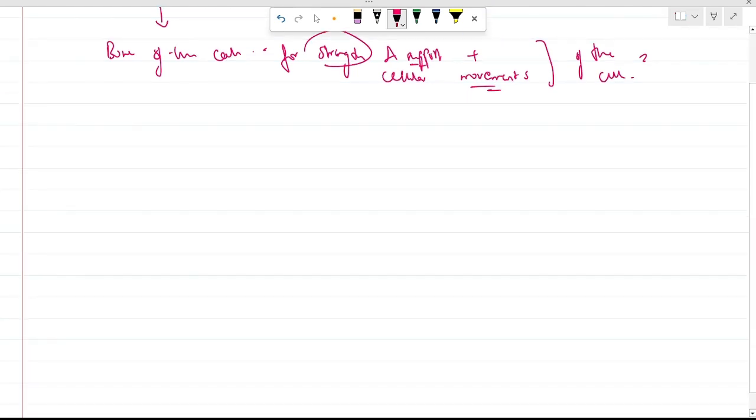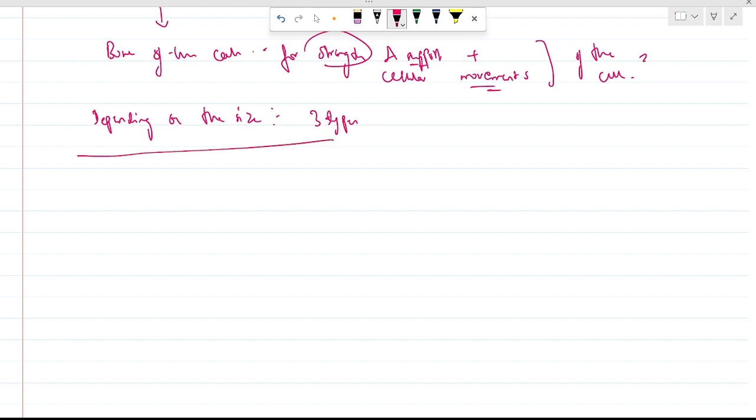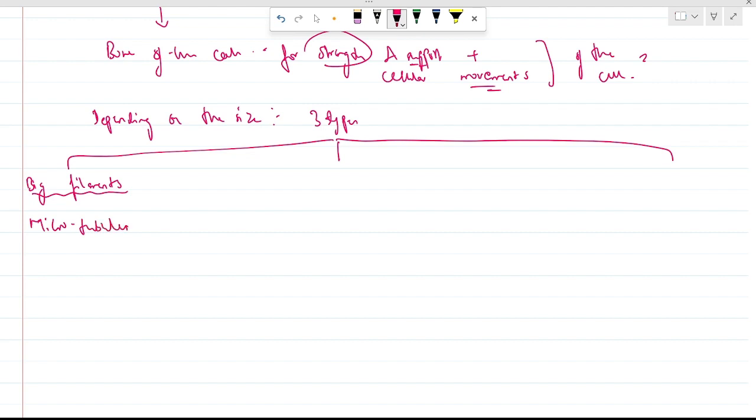So we're going to see the classification, classified depending on the size. Depending on the size, they are of three types. There are three types we're going to see now. First are the big filaments. These big filaments are called microtubules.